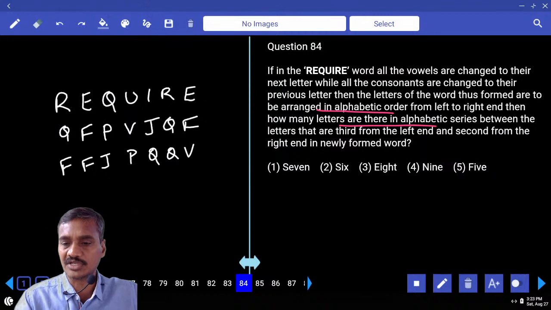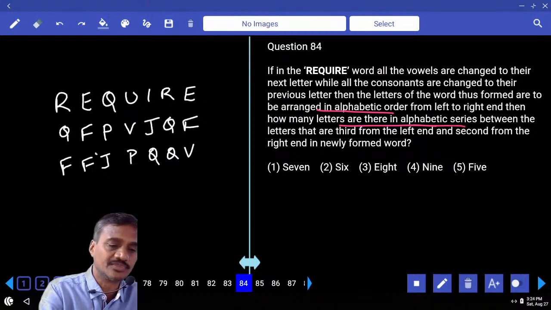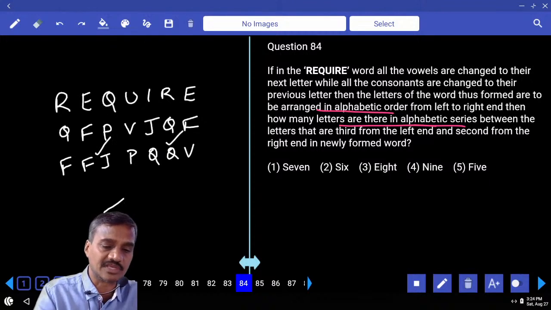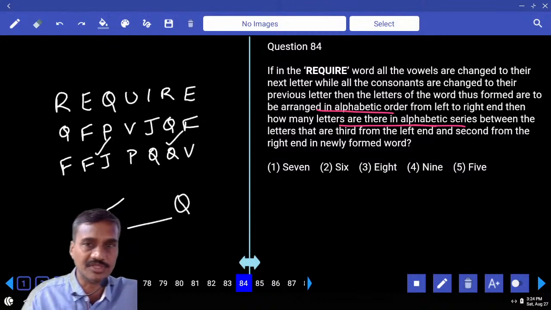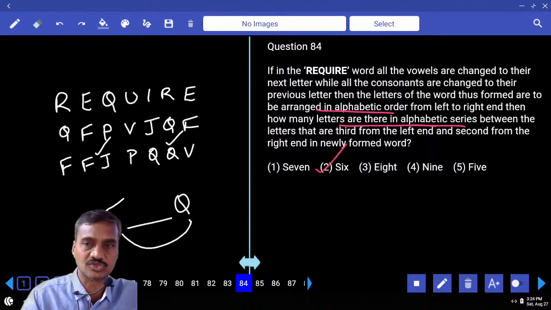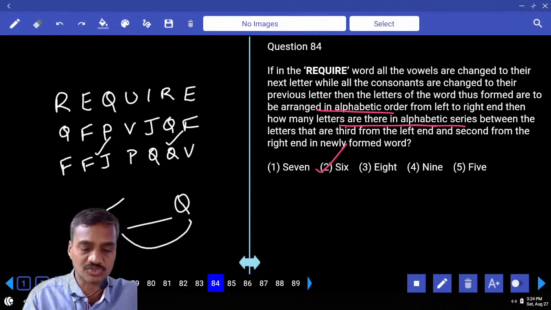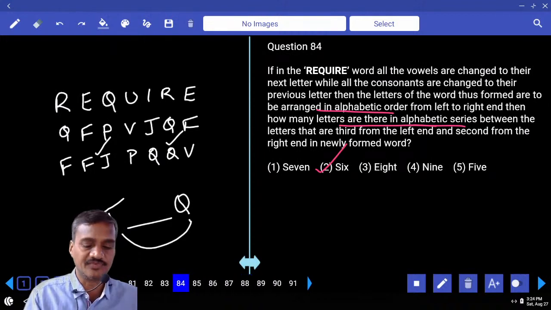Then how many letters are there in the alphabetical series between third from the left and second from the right? Third from the left is J and second from the right is Q. Now in between these two, how many letters are there? Difference is 7 minus 1, 6, that is choice 2. Clear? There are 6 letters in between these two, choice 2, 84. Then 85 onwards.